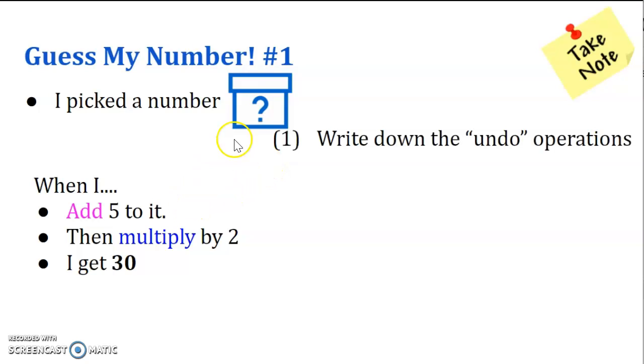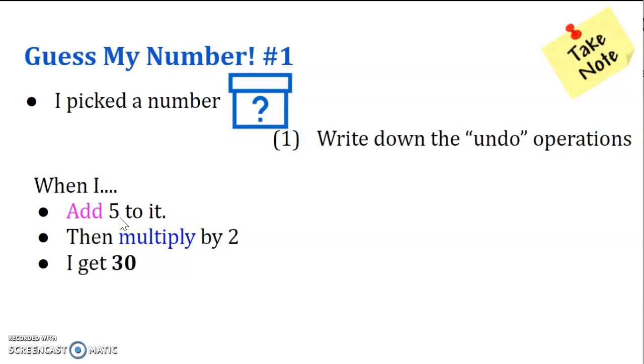Well, we're going to start to find the original number. We're going to write down the undo operations. Again, we are going to go in the reverse order. It's sort of like when you're getting dressed to go out. You put your socks on first, and then you put your shoes on, right?